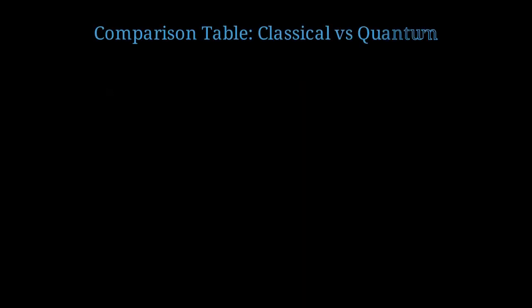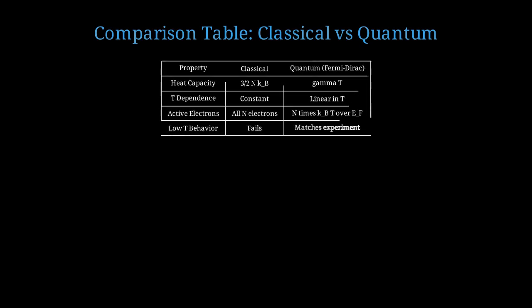Let's summarize the key differences between classical and quantum predictions in a comparison. Here's a comparison table. Classical theory predicts constant heat capacity of 3/2 N kB. Quantum theory predicts gamma T, linear in temperature. Classical theory assumes all electrons are active. Quantum theory shows only a tiny fraction near EF are active. At low temperatures, classical theory fails completely, while Fermi-Dirac statistics matches experimental data perfectly.